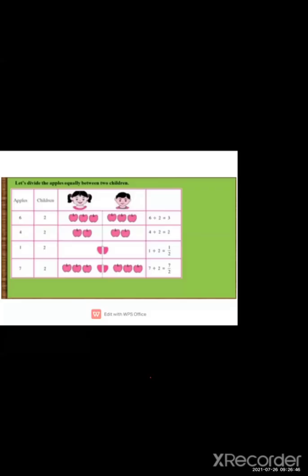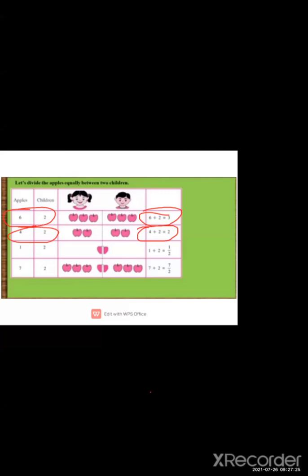How many apples do you have to distribute among how many children? It is given there in the column. 6 apples you have to distribute among 2, so 6 divided by 2, and your answer will be 3. How? 2 3s are 6. Next is 4 apples distributed among 2 children, so you will divide 4 by 2. 2 2s are 4, so your answer will be 2. It means each child will get 2 apples.